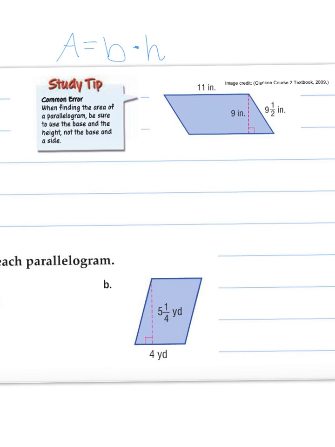Alright, take a look at this and the study tip here. A common error when finding the area of a parallelogram: be sure that you use the base and the height, not the base and the side. Sometimes they will throw in a third number here, the side that's not perpendicular to the height, which we don't need. So again, area equals base times height. So the base is 11 inches times 9 inches. Well, 11 times 9 is 99, and then inches squared.